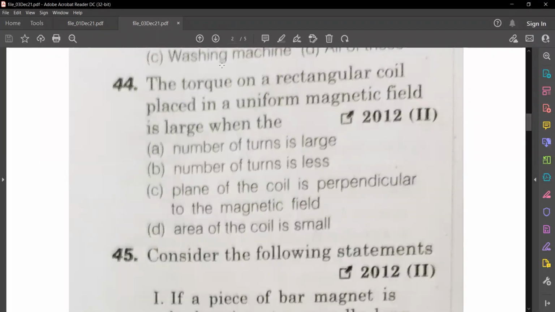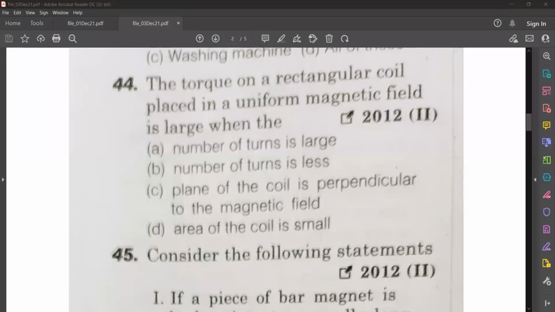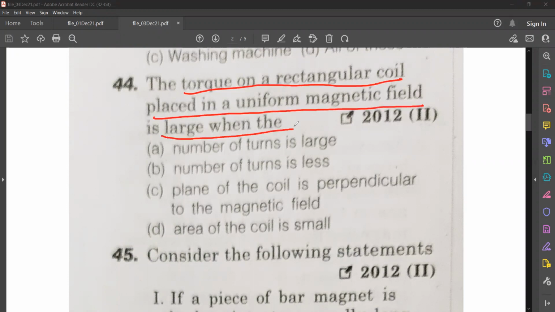A torque on a rectangular coil. Torque on a rectangular coil placed in a uniform magnetic field is large when the number of turns is large, number of turns is less, plane of the coil is perpendicular to the magnetic field, area of the coil is small. Okay, all of you read the question.